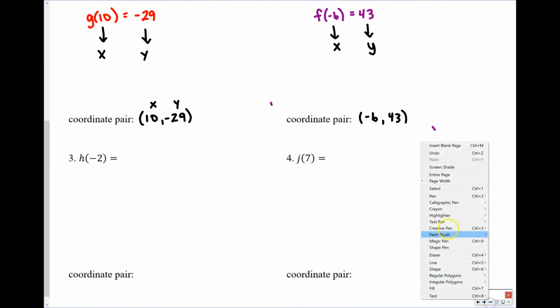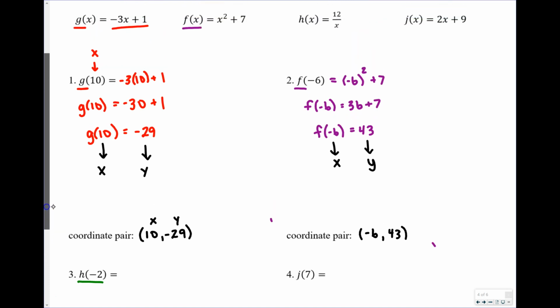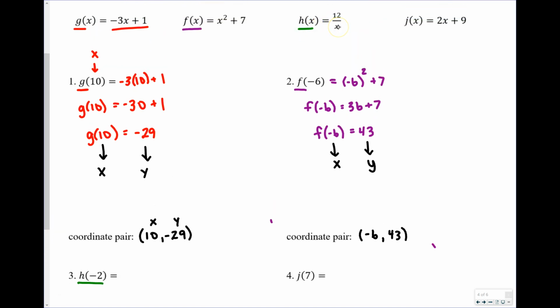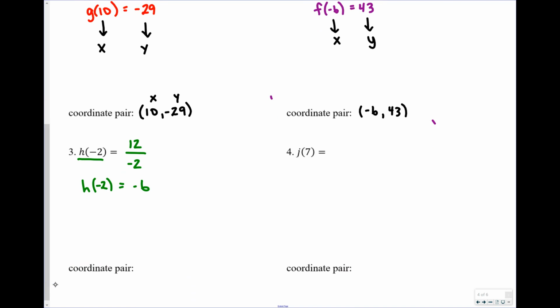The next function I'm going to use is the h function. So the h function is here, and my h function, if I scroll up, is this one, 12 over x. So now I'm going to plug in -2 for x. So I'm going to get 12 over -2. That means h of -2 equals -6. Now, notice that in all these problems, I'm rewriting the function notation every time. Okay, I'd really like you to do that when you do your work as well. So that means that -2 is x and -6 is y. So I get a coordinate pair of -2, -6 for this function.